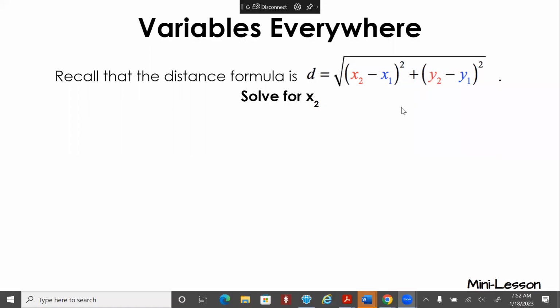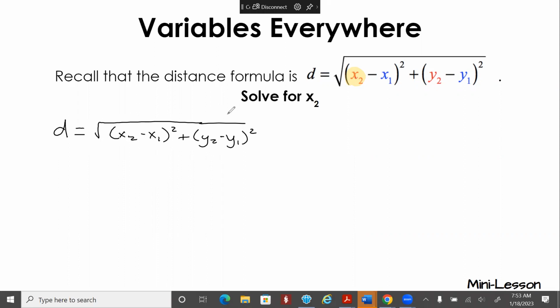Sometimes you might run into something like this, where it gives you some equation. You've actually seen this distance formula back in geometry, right? It's been a long time since you've seen it, but you have seen it. Let's say that you're going to solve for x sub 2. That means you're going to try to get this guy by itself. So we're going to write out the distance formula as is. D equals the square root of x2 minus x1 squared plus y2 minus y1 squared. And we're trying to get this by itself.